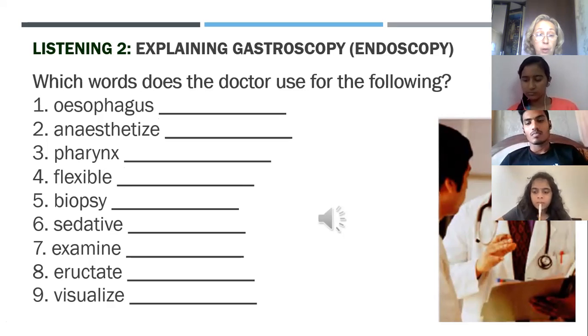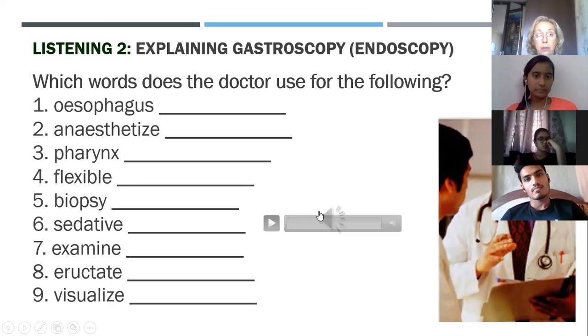So it means to go up from a lower position to a higher position, right? And visualize, I think, is clear, okay? Now, please make notes about the words, the language which is used by the doctor.